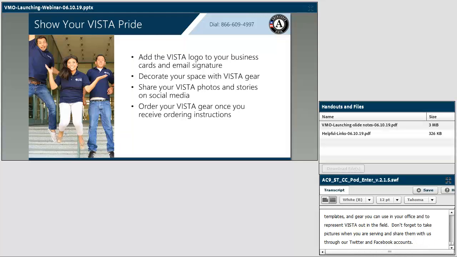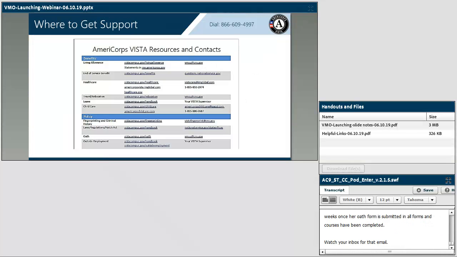And before long, you will receive an email with instructions on how to order your free, yes, I said free, VISTA polo shirt, a lapel pin, a tote bag, a t-shirt, a water bottle, and a journal. And you should get that email within about the next 2 weeks once your oath form is submitted and all the forms and courses have been completed. So watch your inbox for that email.